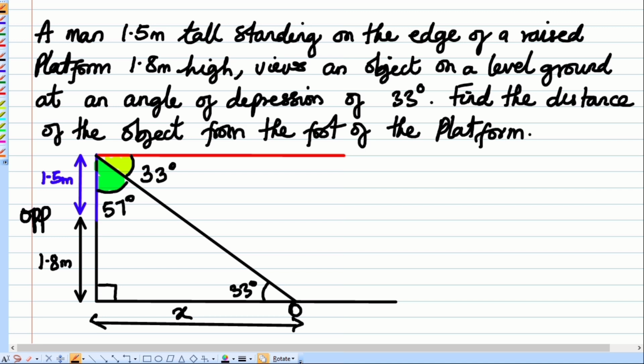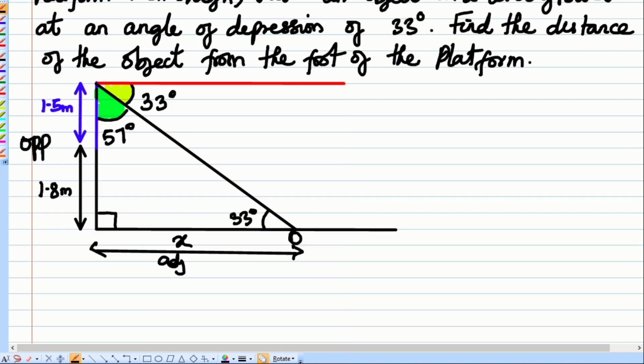S is the adjacent. So we have opposite and we have adjacent. I think I'll just scroll down a little more. So, and we have adjacent. So you recall which of the trig ratio has the opposite and the adjacent, if you can remember your SOHCAHTOA. So you see that it is tan. We are going to use tan theta.